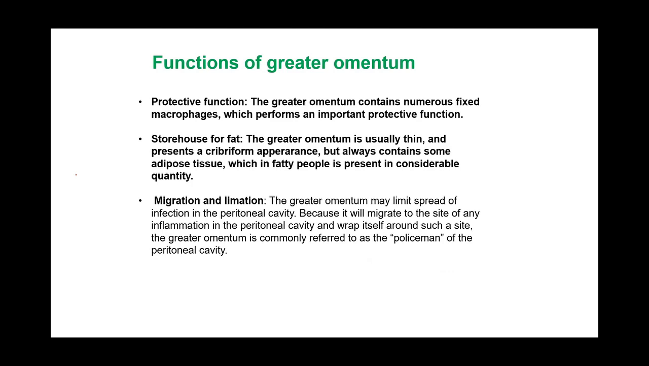Migration and limitation of the spread of infection. The greater omentum may limit spread of infection in the peritoneal cavity because it will migrate to sites of any inflammation in the peritoneal cavity and wrap itself around such a site. The greater omentum is commonly referred to as the policeman of the peritoneal cavity, policeman of the abdomen.